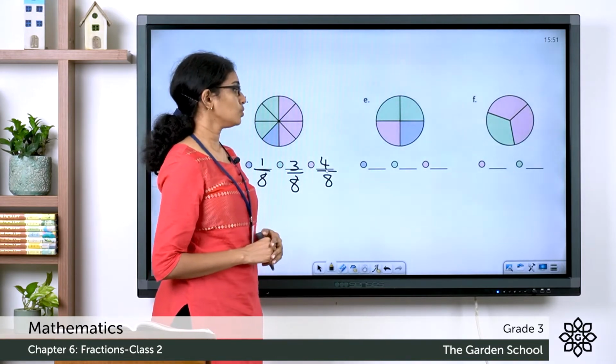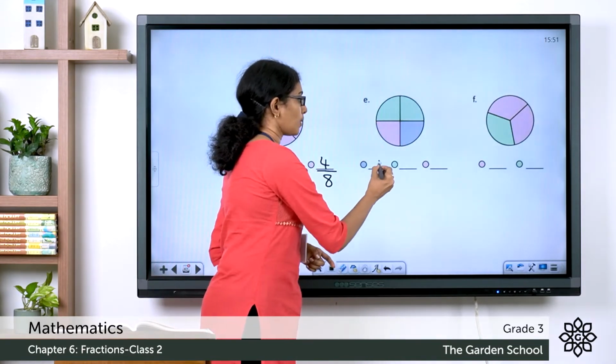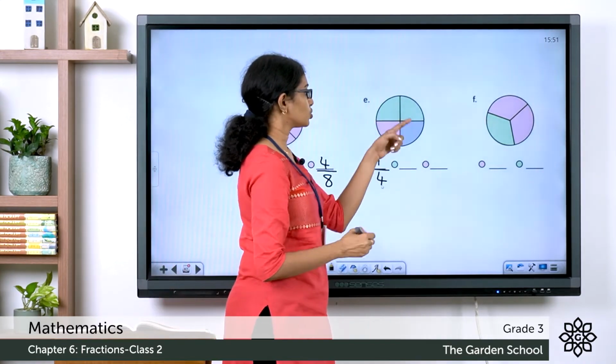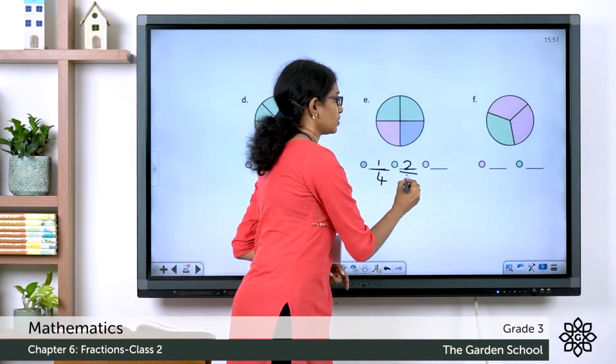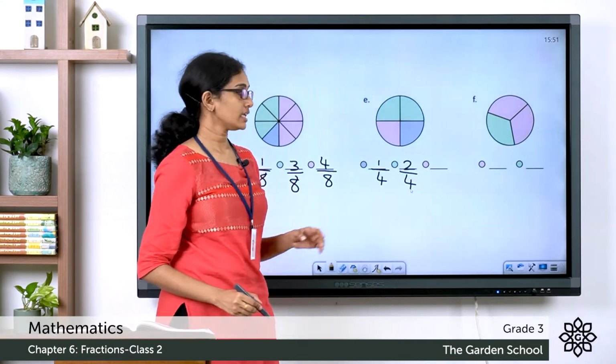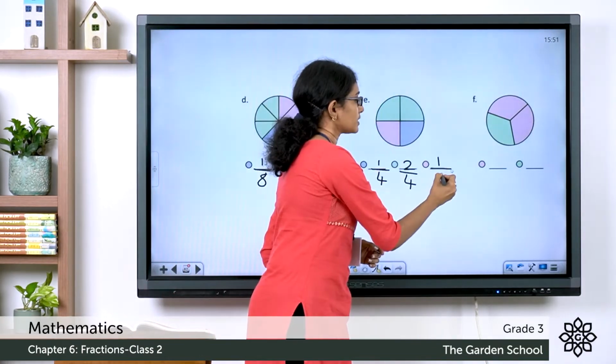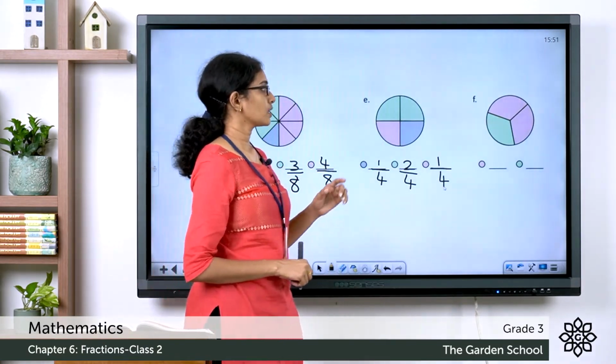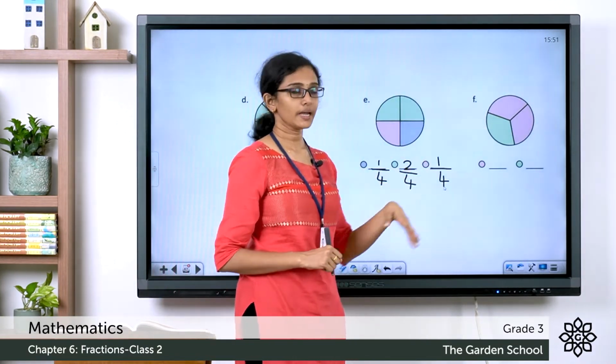Now, the next question, E. Here, blue, 4 equal parts. 1 part out of 4 parts is colored in blue. Green, 2 parts out of 4 parts is colored in green. So that is 2/4. And pink, 1/4. F, 3 parts are there.